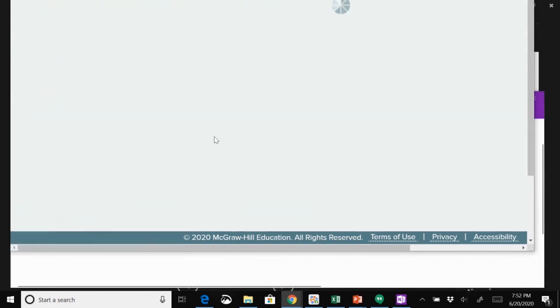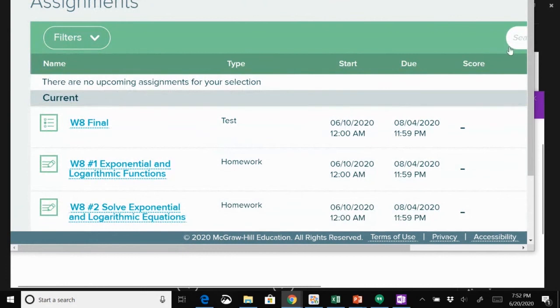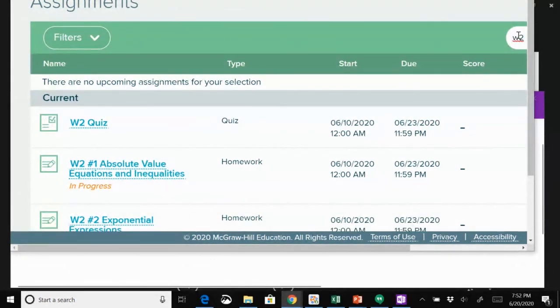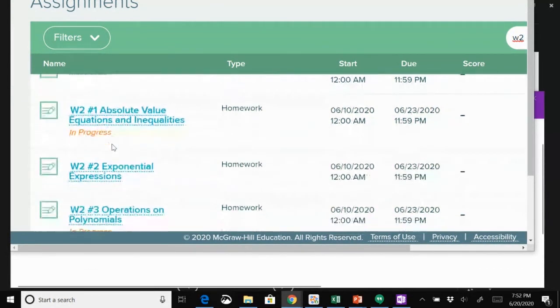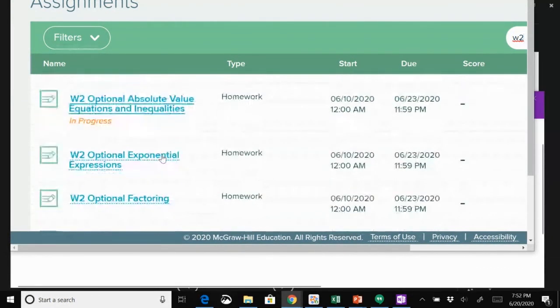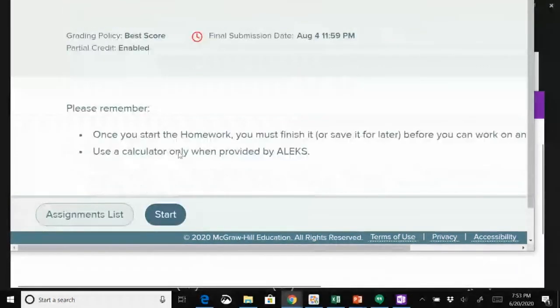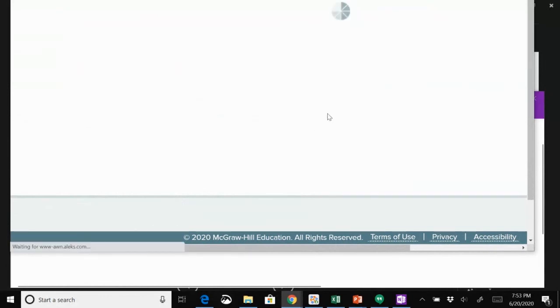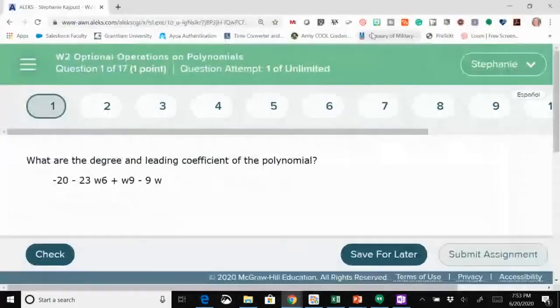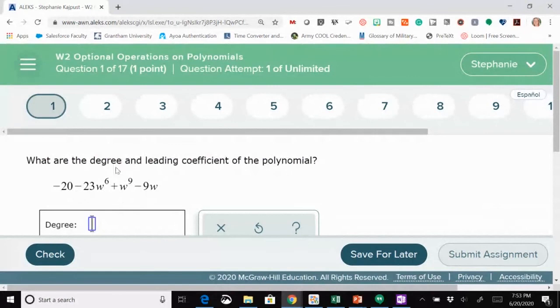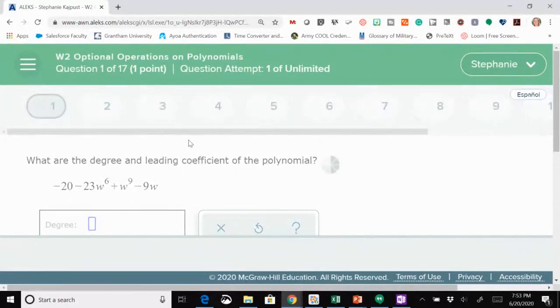I'm going to go back to the assignments list and just kind of show you the optional assignment. Okay, so I'm going to just type into the search button week 2 so I can find it. Okay, and then optional operations on polynomials. So there should be more if you feel like you need more practice on those. There will be more practice here. So there's more practice on degree and leading coefficient. Make sure it loads so that you can actually see those.